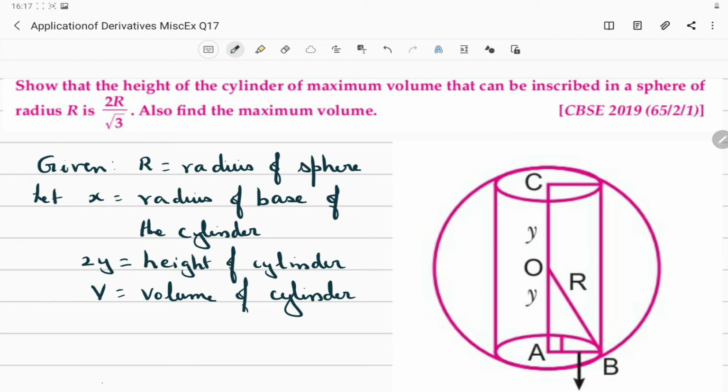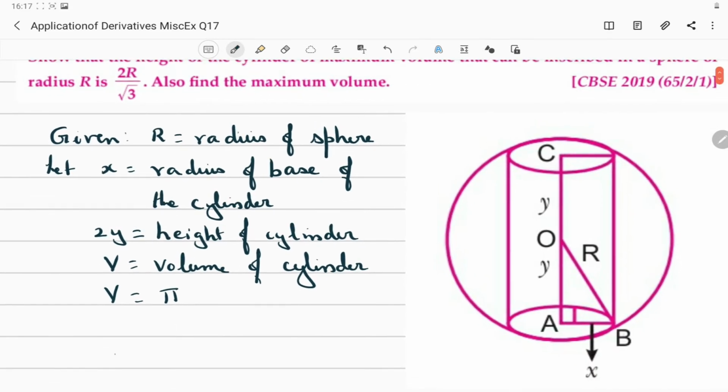So the formula for volume of the cylinder is V equal to pi r square h. Here the radius is x, so we can write it as pi x square into the height 2y, so V equals pi x square into 2y, and we observe that V is expressed in terms of two variables. So the first step is to express V in terms of a single variable. Let us see what is the relation between x and y.